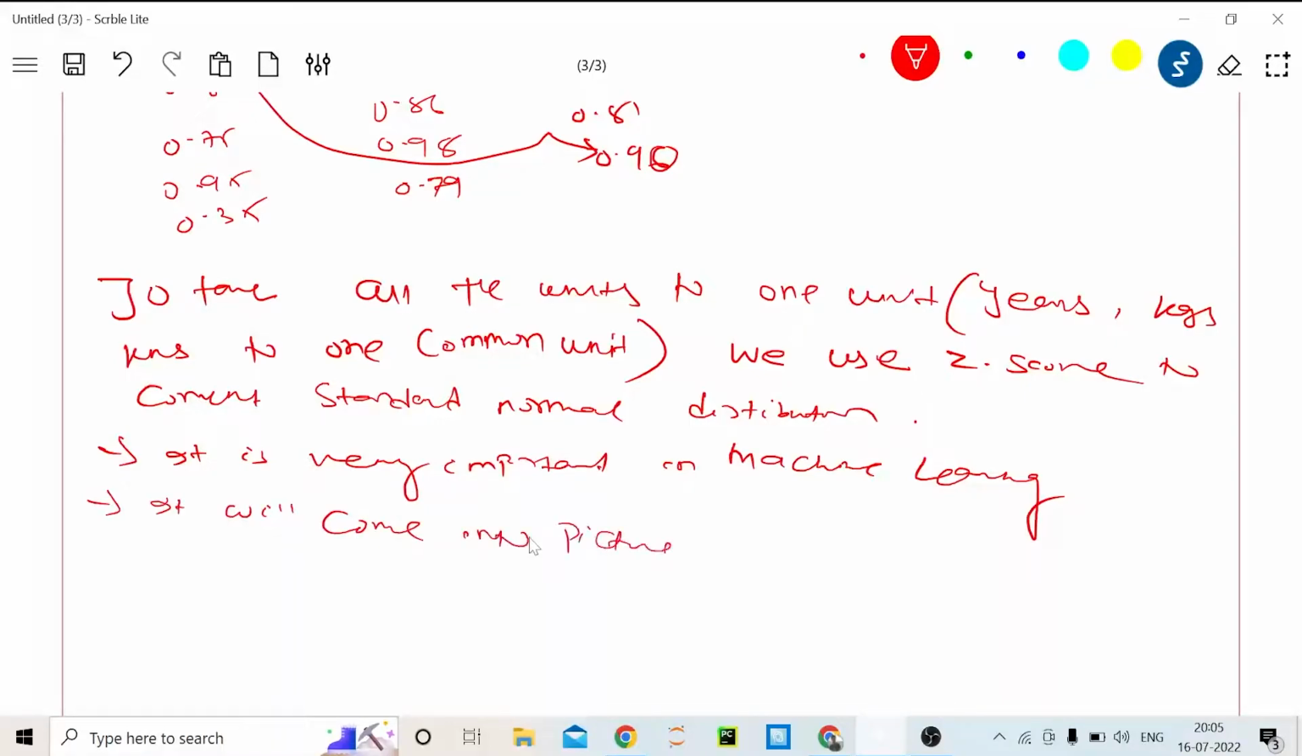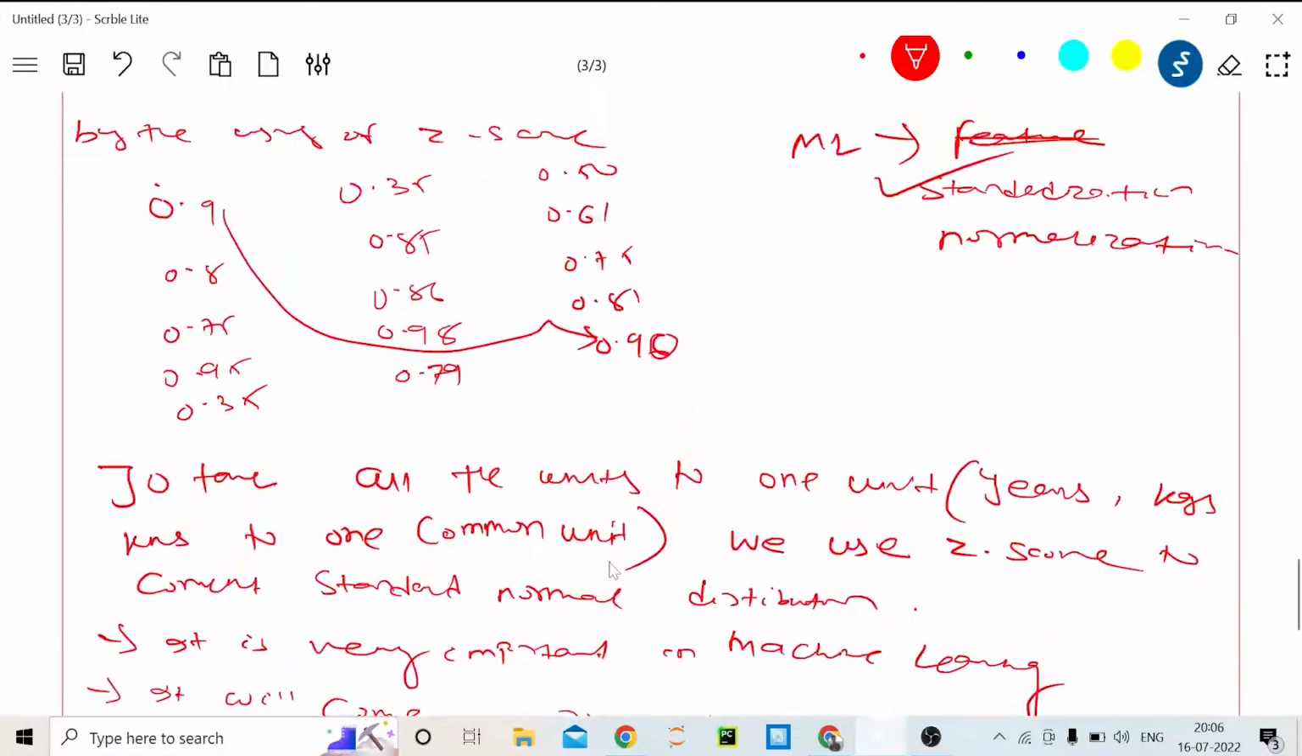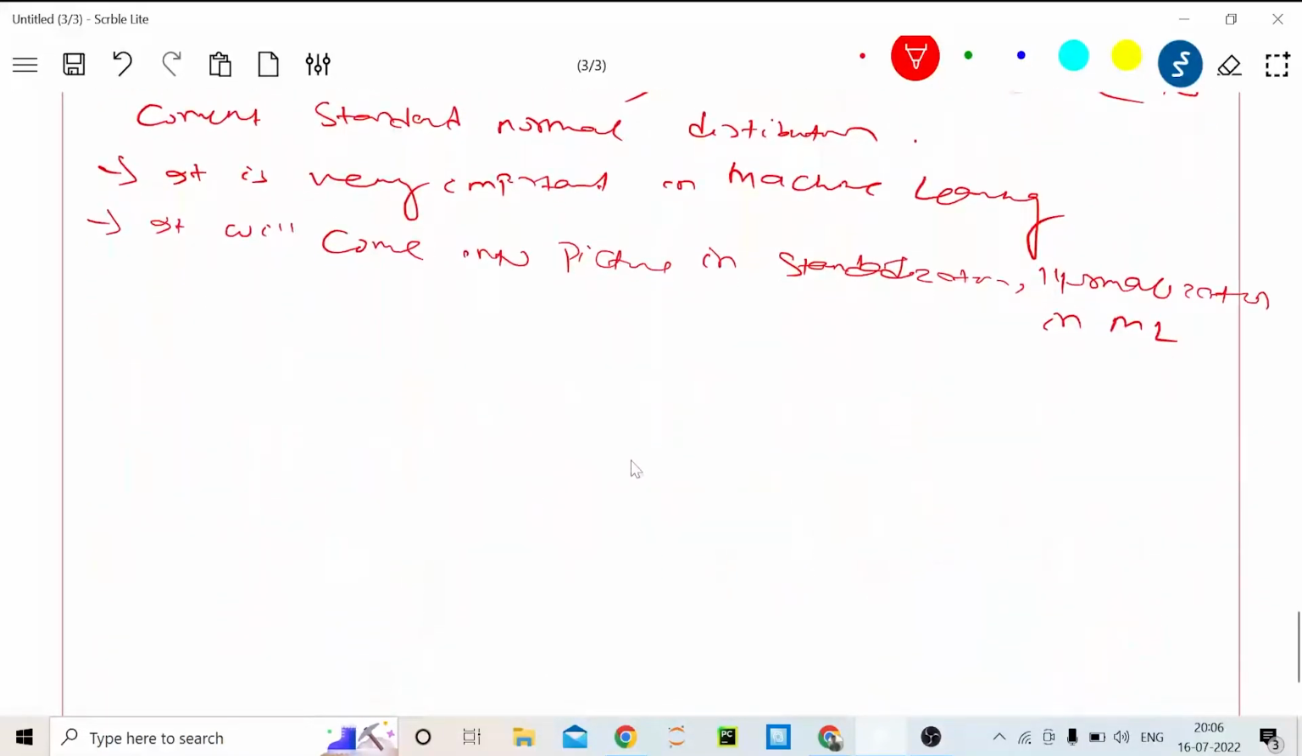It will come into the picture in standardization and normalization in machine learning. That means all the things you will learn, like Gaussian distribution or normal distribution. After that, we will learn the standard normal distribution. There is also a concept: what is standardization? That is nothing but converting a Gaussian distribution, or normal distribution, to the standard normal distribution with the help of the z-score. That is nothing but called standardization.